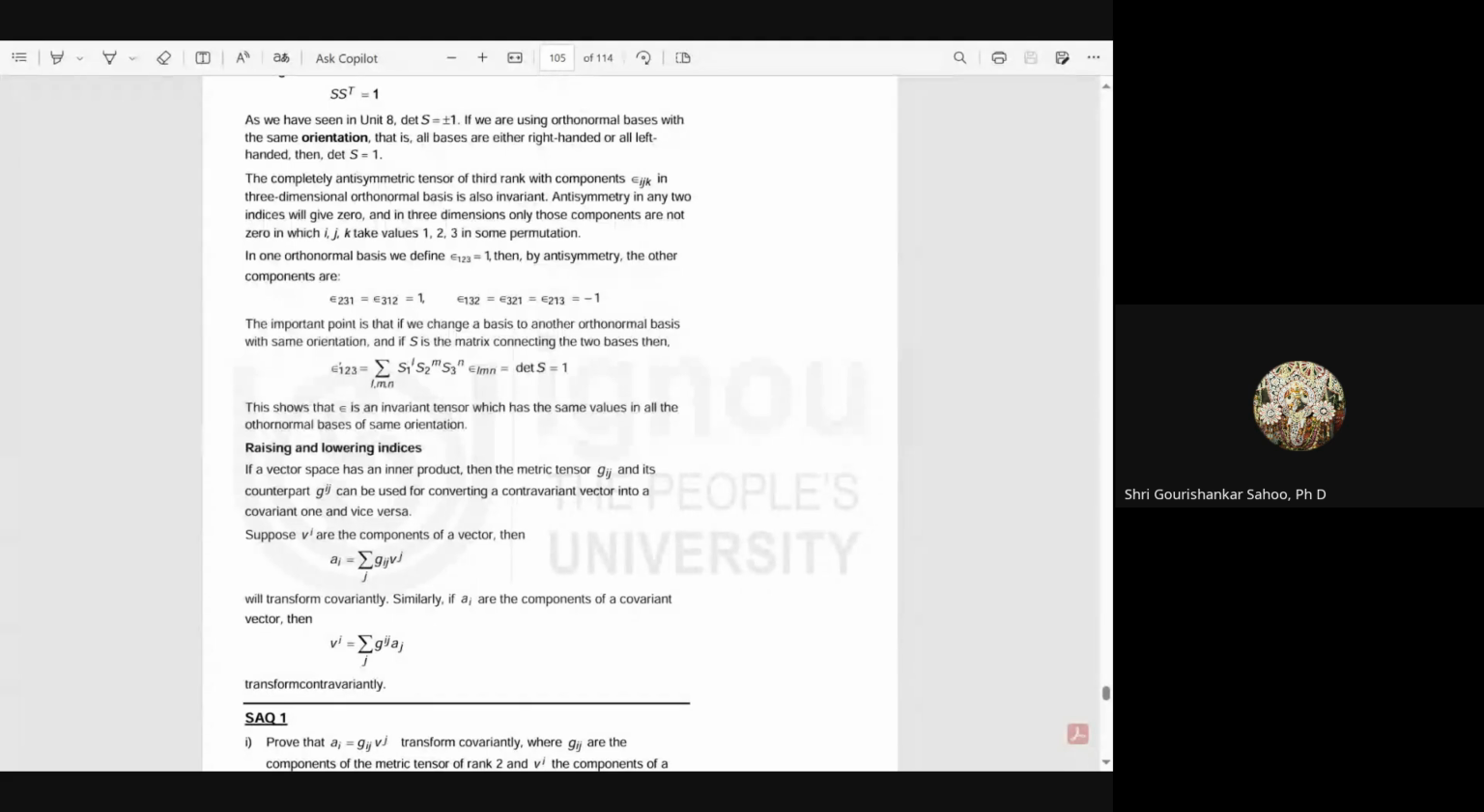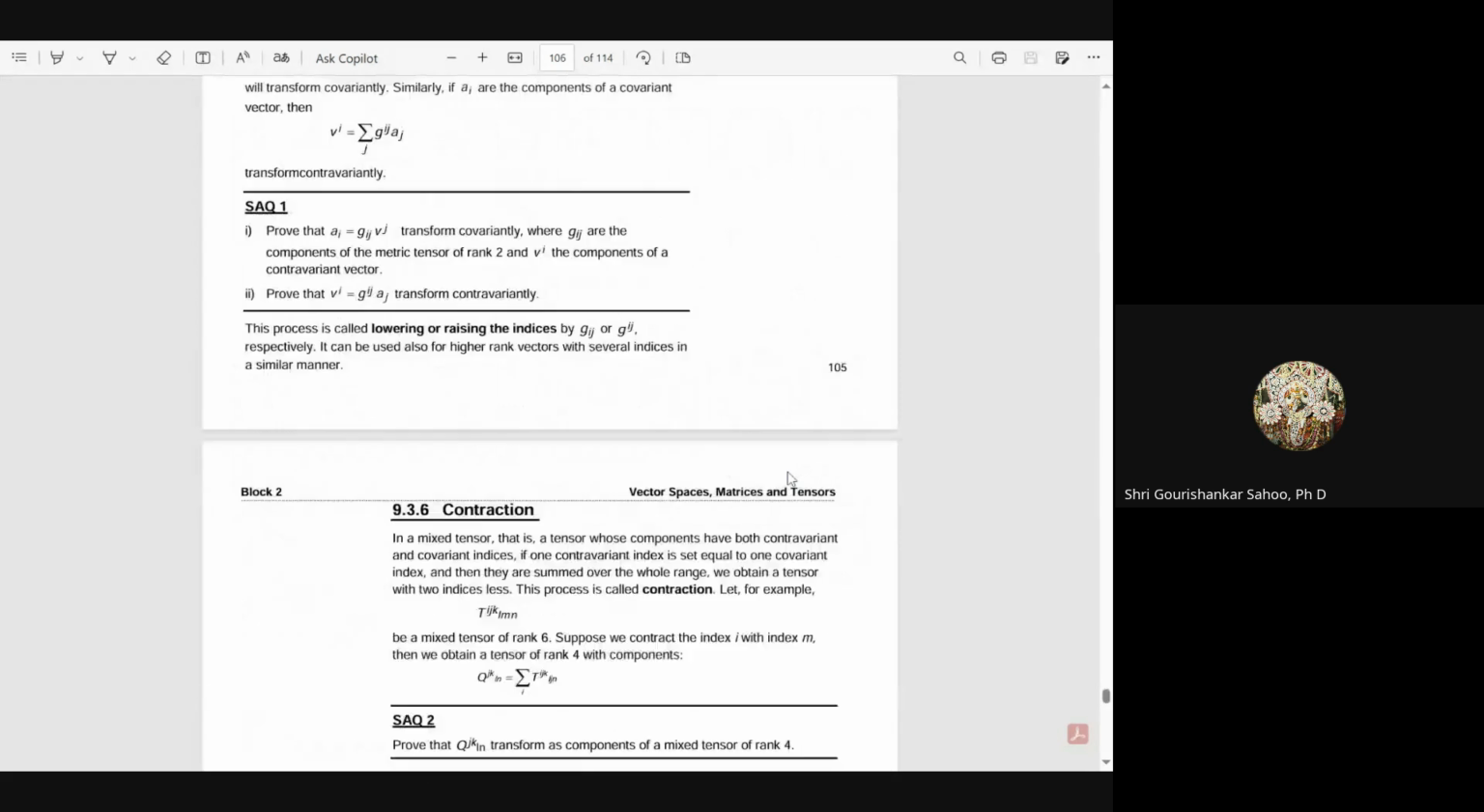Okay. Then you have raising and lowering indices. If a vector space has an inner product, then the metric tensor g_ij and its counterpart g superscript ij can be used for converting a contravariant vector into a covariant one or vice versa. In one case it is superscript, in the other case it is subscript. And you can convert one to another.